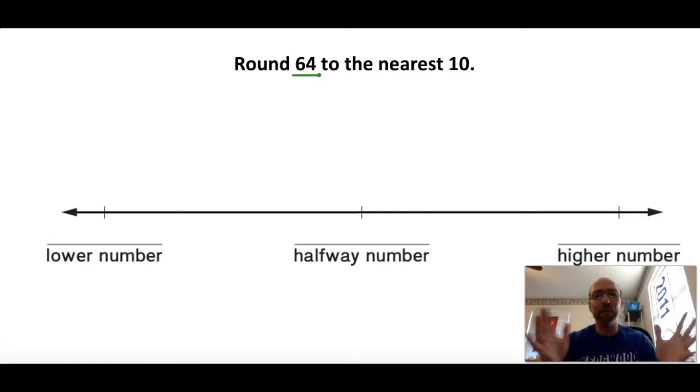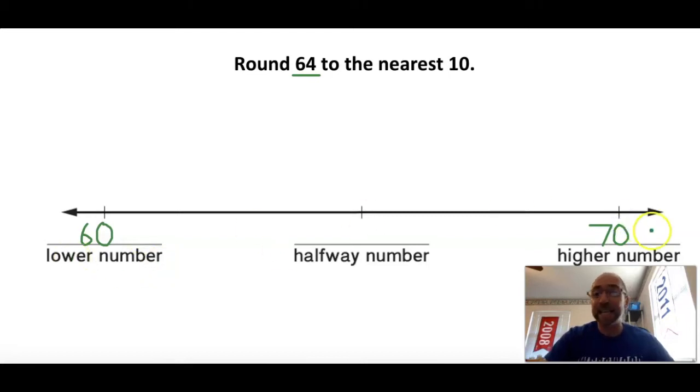Where would 64 fall between? Well, 64 is greater than 60, but it's less than 70. So it falls between 60 and 70. And I needed to put down some multiples of 10, 60, and 70. Now, does anybody know what number comes in the middle of 60 and 70? Well, the number that comes right in the middle is 65.